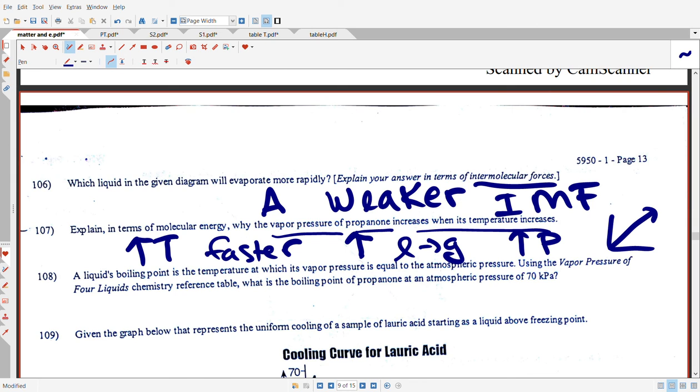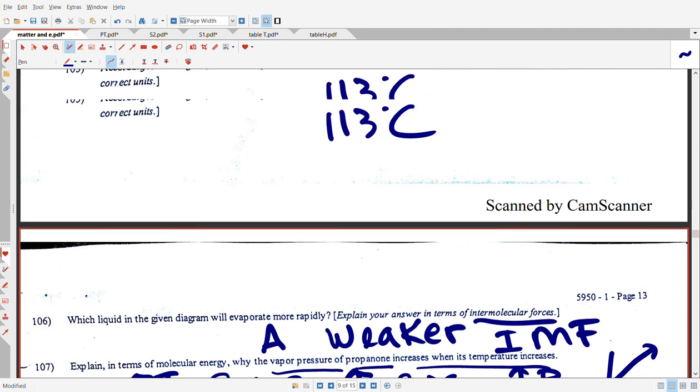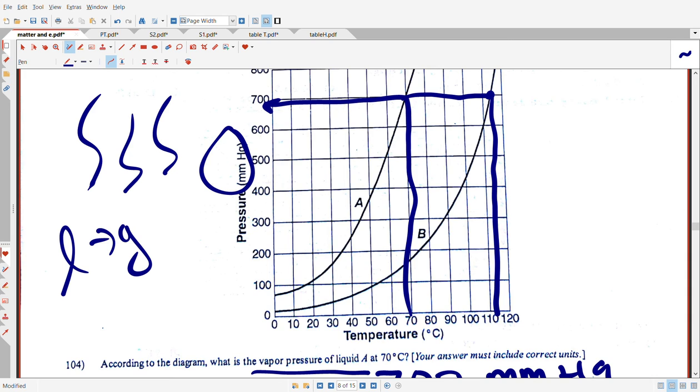A liquid's boiling point is the temperature at which a vapor pressure equals the atmospheric pressure. Using the vapor pressure for liquids reference table, what's the boiling point of propanone at 70 kPa? So let's see, 70 kPa.